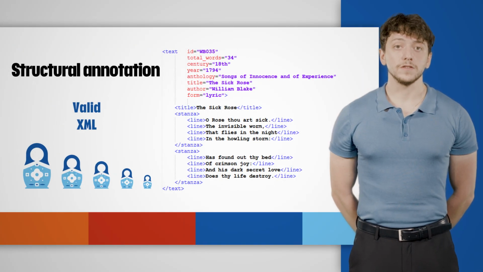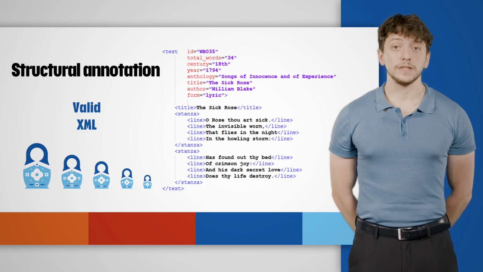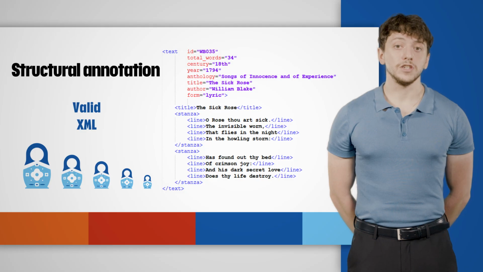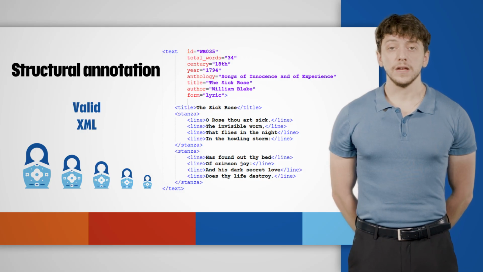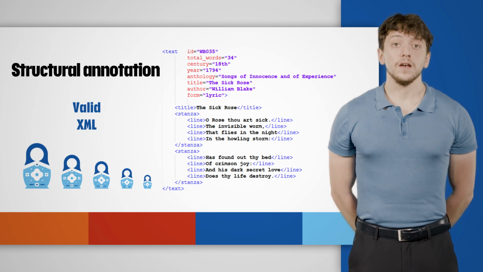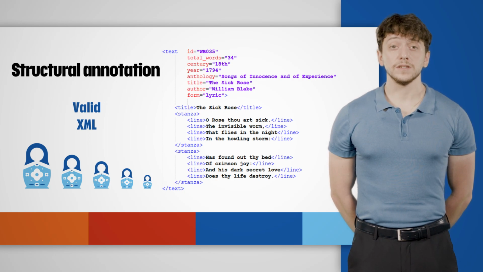Here is a simple example of structural annotation applied to a short poem by William Blake. At the top, we have a text element with several metadata attributes. Inside the text, we use title to mark the poem's headings, stanza to group lines, and line to segment each individual verse. This is a valid XML file. Every tag is properly opened and closed, and the structure is neatly nested, just like a set of Russian dolls. Valid XML is important because it ensures that software tools can read and process the file without errors.